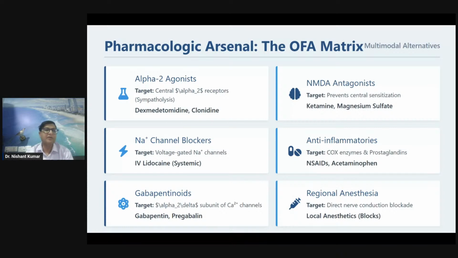So what are the alternatives that we have? We have the alpha-2 agonists, which act centrally through the alpha-2 receptors, which cause sympatholysis. The examples are dexmedetomidine and clonidine. The voltage-gated sodium channel blockers, which are given through IV and cause a systemic effect, that is the IV lignocaine. Remember, this is preservative free, and we use it as an antiarrhythmic also. The gabapentoids act on the alpha 2 delta subunit of calcium channels: we have gabapentin and pregabalin. NMDA antagonists, which are ketamine and magnesium sulfate, prevent central sensitization. Anti-inflammatories, that is COX inhibitors and prostaglandin inhibitors, NSAIDs and paracetamol. Then we have regional anesthesia, which blocks the direct nerve conduction and again acts on the sodium channels. So this is the armamentarium whenever we are talking of opioid-free anesthesia.